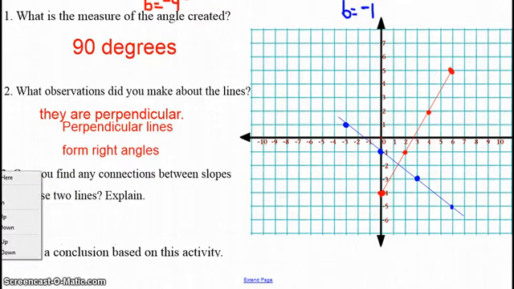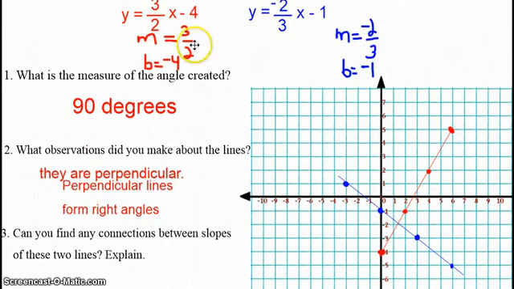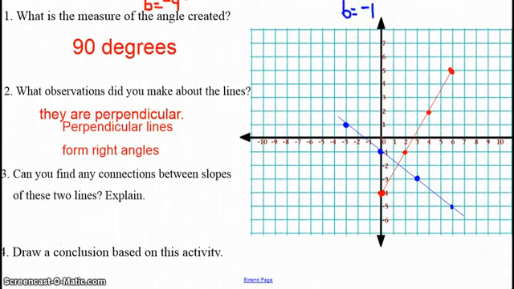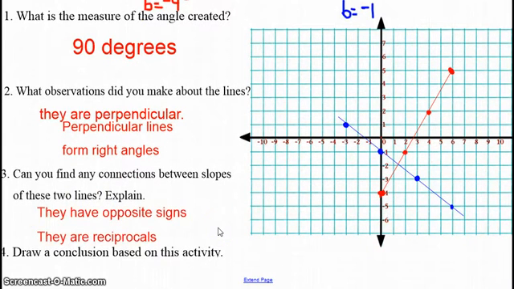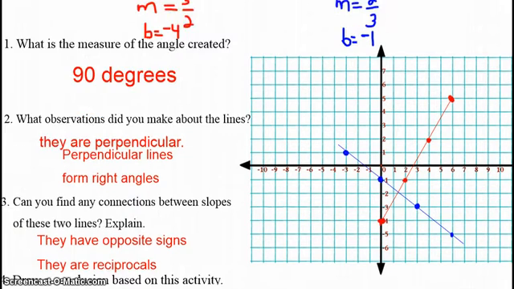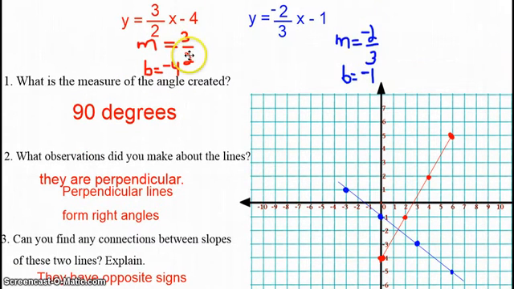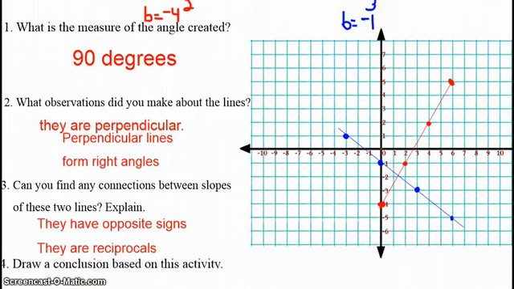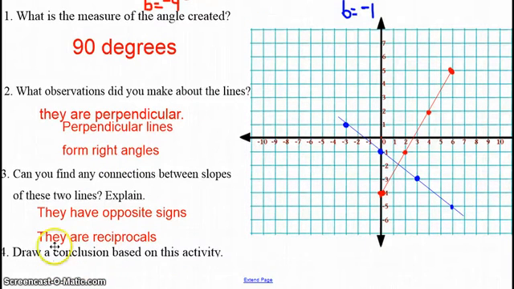So we're going to go back up here and look at our slopes, 3 over 2 and negative 2 over 3. You should have said they have opposite signs and they are reciprocals. Remember, the reciprocal of 3 over 2 is 2 over 3. The reciprocal of 4 over 1 is 1 over 4. The numerator and the denominator are switched.